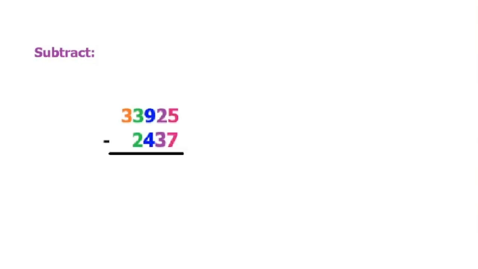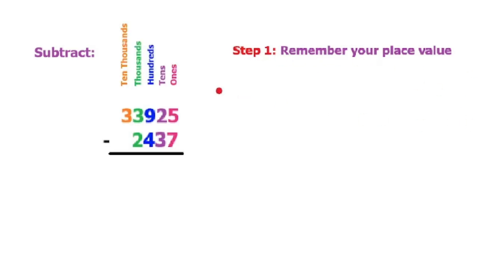In this lesson, we're going to work on subtraction. So if we have a problem like this that says subtract, and we have two big numbers here that we need to subtract, the first thing to remember is your place value. That's always important to remember. So these are the ones, these are the tens, these are the hundreds, these are the thousands, and these are the 10,000s.